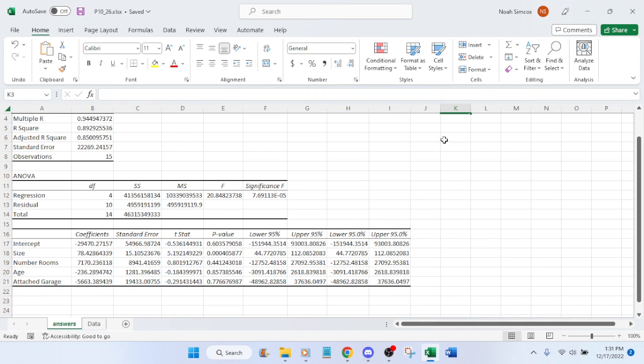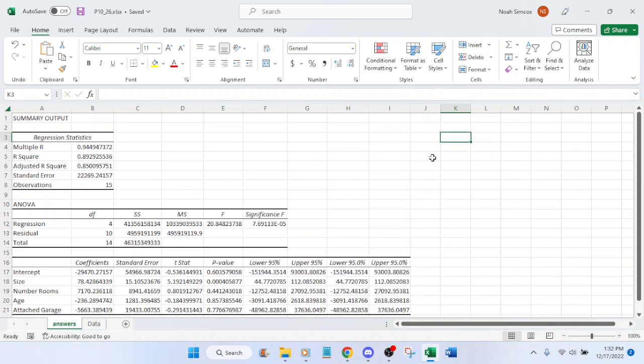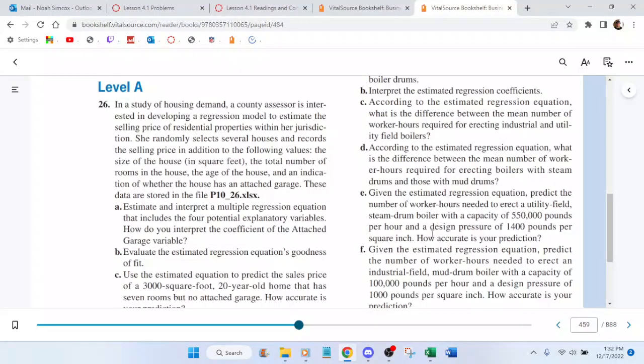My goodness, the p-values for the number of rooms, age, and attached garage are very, very high. So it doesn't seem to matter. It looks like size is doing all the work for you there. Size of the house is doing most of the work. Okay, I did all four of the variables there.